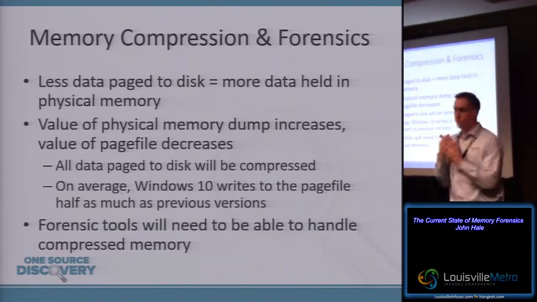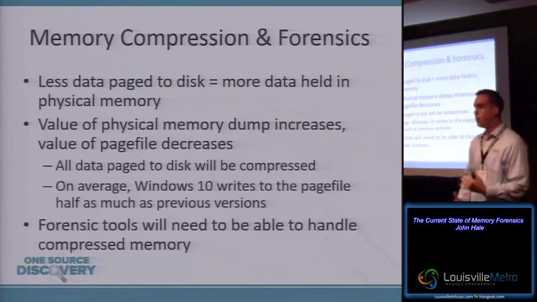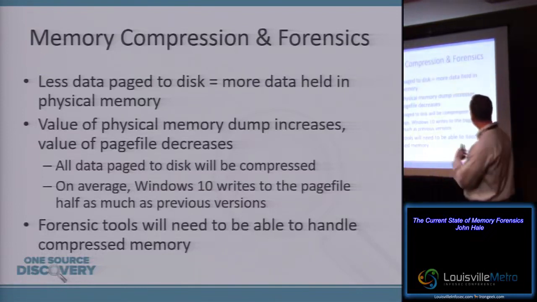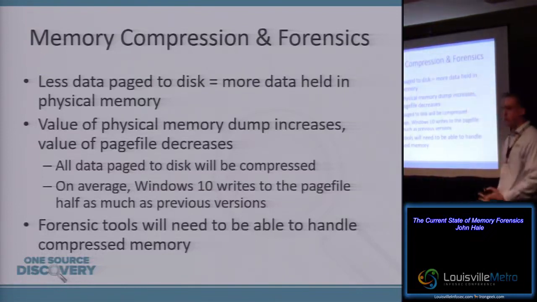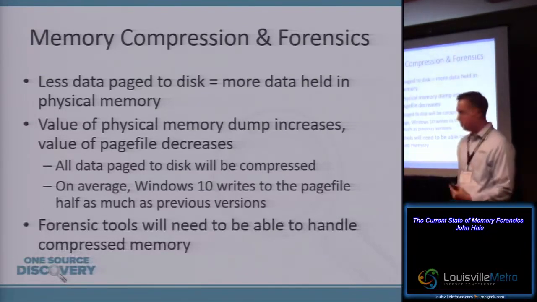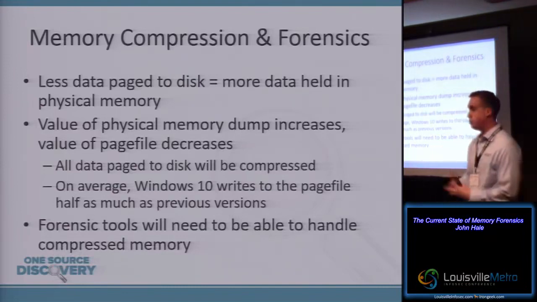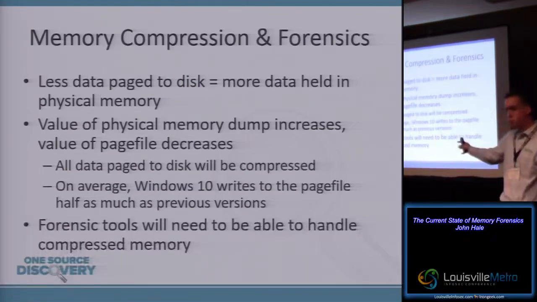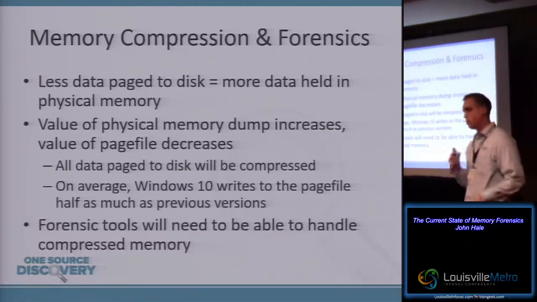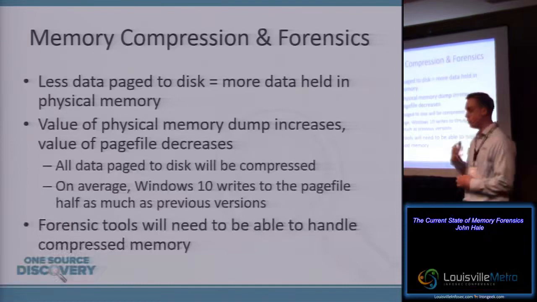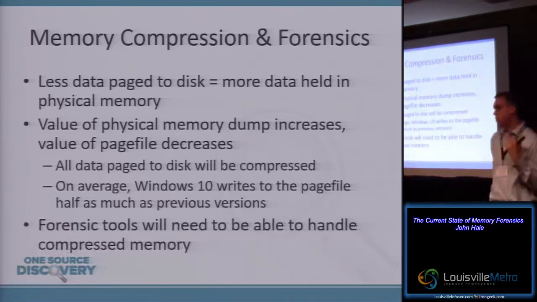So the value of our physical memory dump, in terms of pure content, increases with memory compression. On the flip side, our page file decreases because it's going to have less data, and the data that is in the page file will be compressed. The problem here is that our memory analysis tools, to my knowledge, have not caught up with this. If we dump memory, we'll have this compressed memory in there, but our analysis tools aren't to the point that they can identify this compressed memory and decompress it from a memory dump. So we'll still essentially be missing those in terms of analysis, but they'll be there in our acquisition.